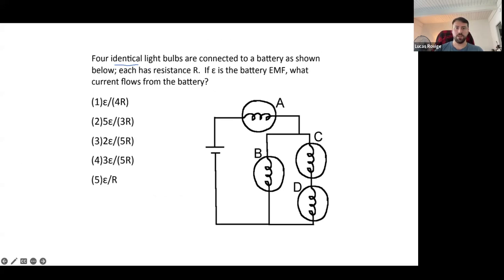Okay, similar situation. These bulbs are still identical, and now we know that the EMF of the battery is given as E. So what's the total current flowing through that battery? So basically, what's this I?